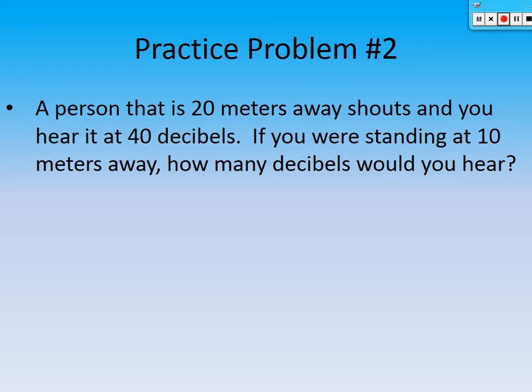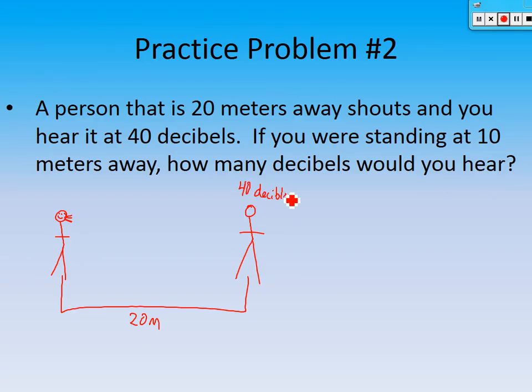Let's draw the picture, okay? So here's your friend, and they're shouting something. So that's my attempt at a shout. Okay, you're standing, what does it say? 20 meters away. So here you are. Okay, let's read it. A person that is 20 meters away, so let's say you're right here. From the person that shouts to you is 20 meters away. And you hear it at 40 decibels. So you're picking it up at 40. Decibels is just a unit for measuring sound volume.